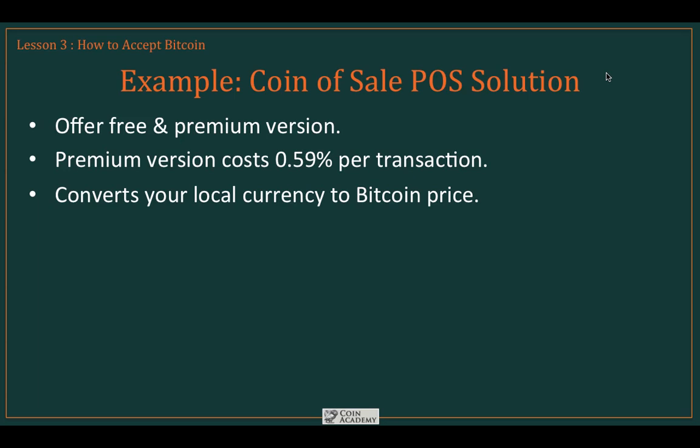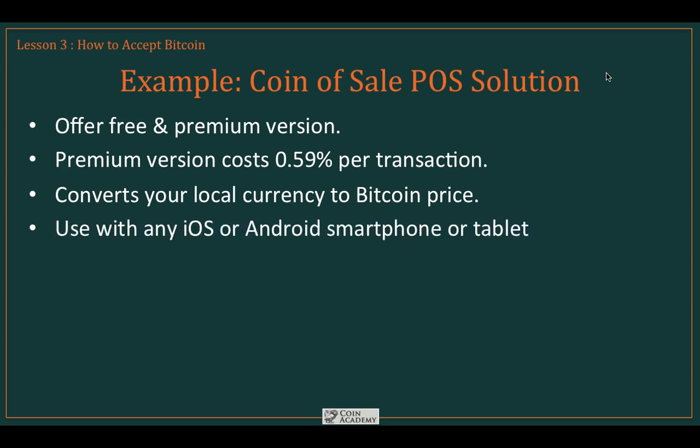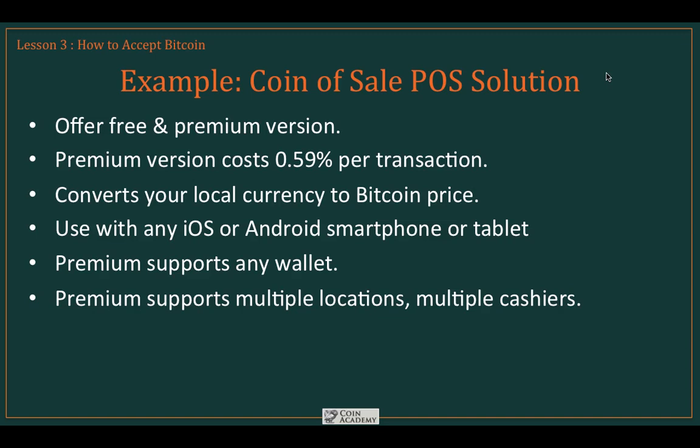They will also convert your local currency to Bitcoin price in real time, which means all of your pricing headaches go away. You can use it with any iOS or Android smartphone or tablet. With the premium version, you can use any wallet that you want, so you're not locked into a particular wallet. In the free version, it ties into the Electrum wallet. The premium version also supports multiple locations, so multiple retail locations, for example, and it supports multiple cashiers, which is important for a lot of people. The premium version also supports refunds, and it supports a wider range of report generation.